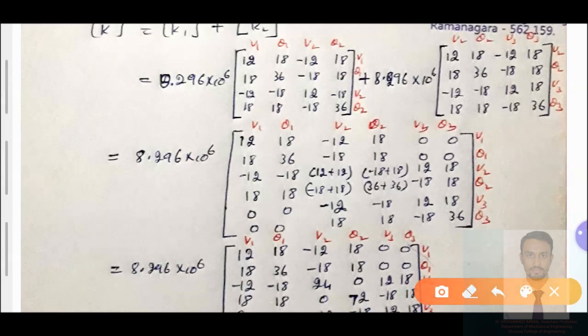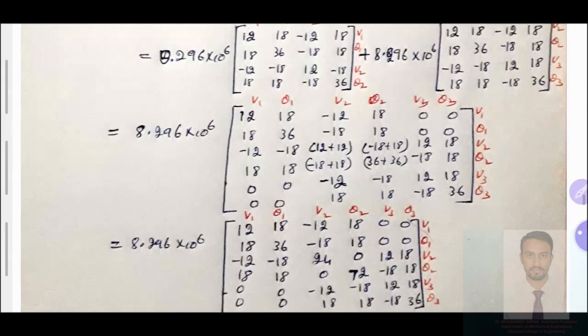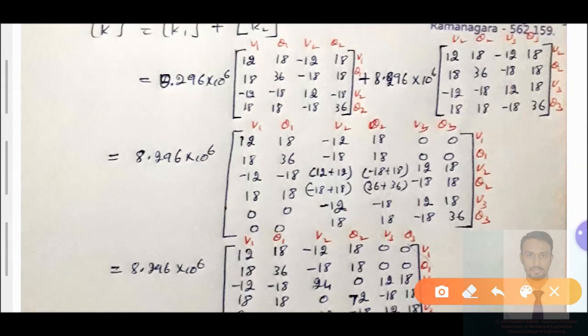Then I'll take, with respect to the nodal characteristics, V1 theta 1, V2 theta 2, V3 theta 3 as the columns. Similarly, V1 theta 1, V2 theta 2, V3 theta 3 as the rows. We need to represent the row name and column name. After getting the idea of this row and column, this common factor I have taken is 8.296 into 10 to the power of 6.